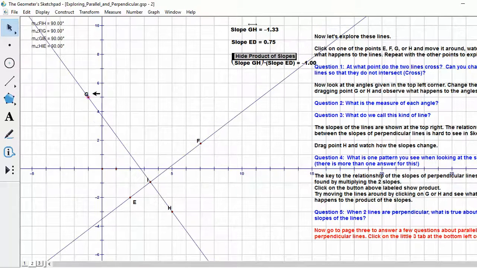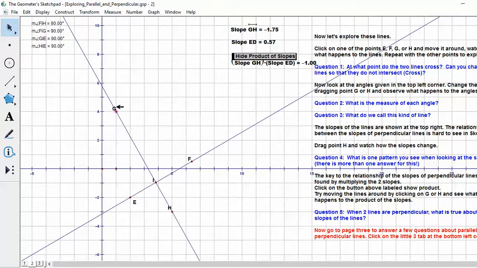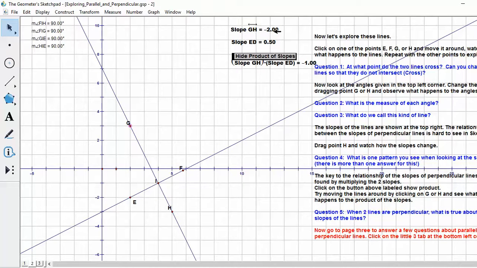Let's do something like 0.5. I'm almost there. I don't know if I can get to 0.5. There, okay. So one of our slopes is -2, and one of our slopes is 1/2, which is what 0.5 is written as a fraction. If I flip 1/2, I would get 2, but then you also have to take the opposite sign. So these are opposite reciprocals, or negative reciprocals, meaning you just flip the numerator and the denominator and take the opposite sign. And if I multiply these together, I get -1.